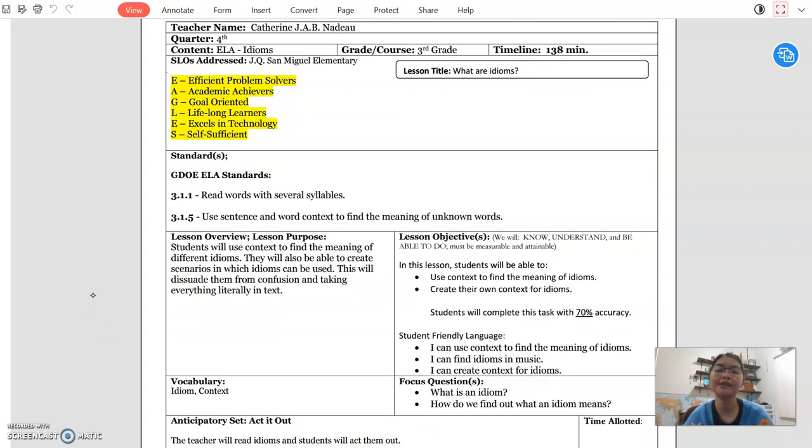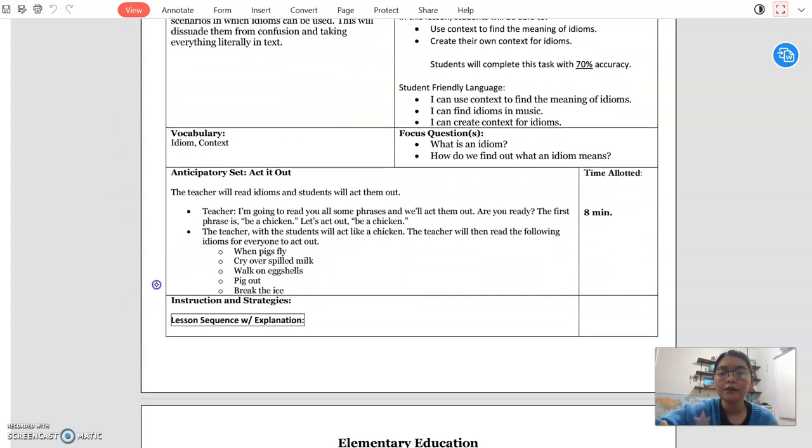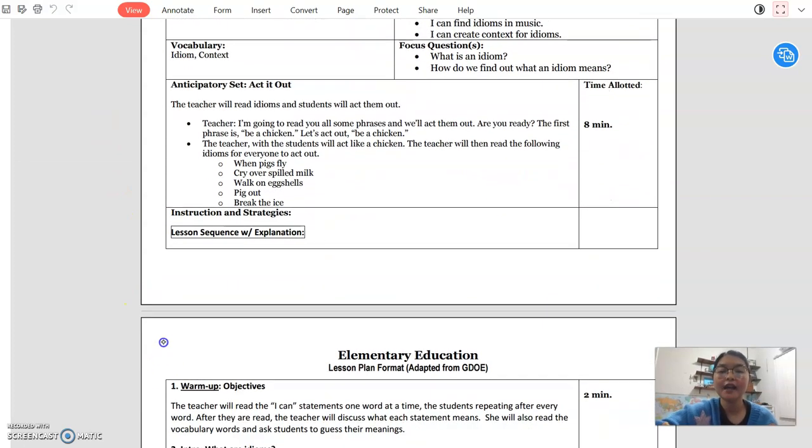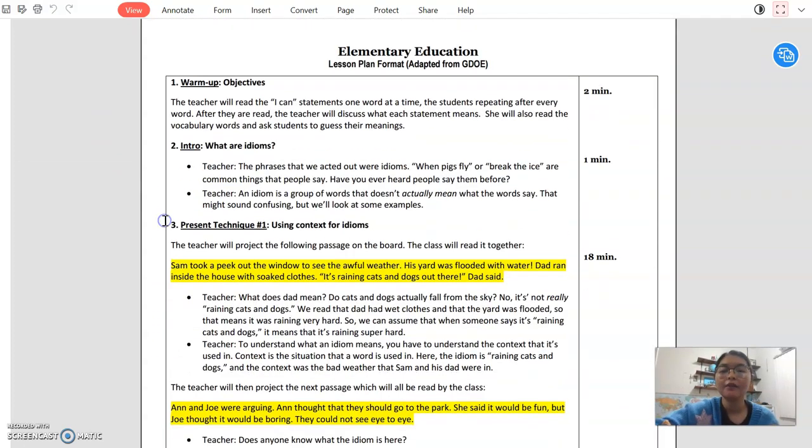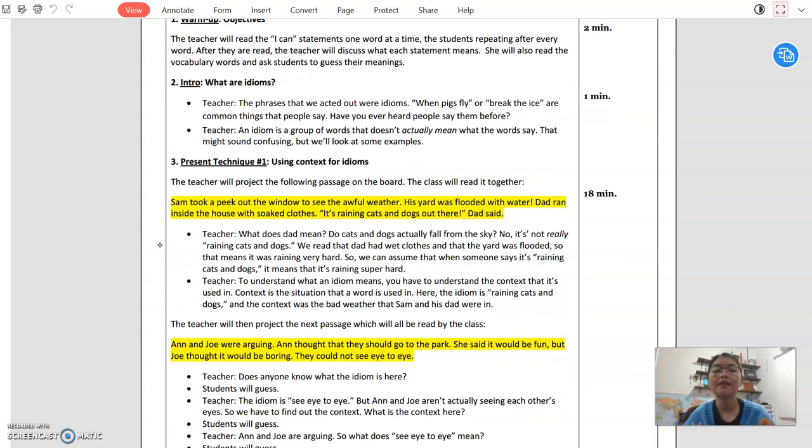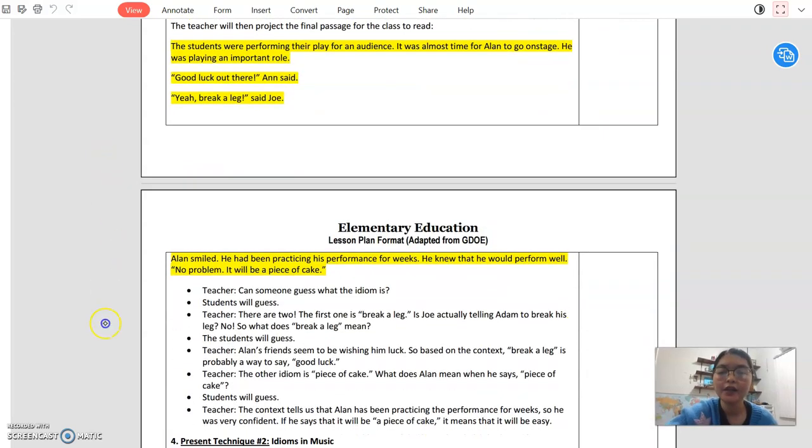So students will use context to find the meaning of different idioms, and they will also be able to create scenarios in which idioms can be used. Okay, so for their anticipatory set, students act out different idioms. They are then introduced to idioms, and they find out the meanings of these idioms through different contexts that the teacher will share with them. You can see that here.